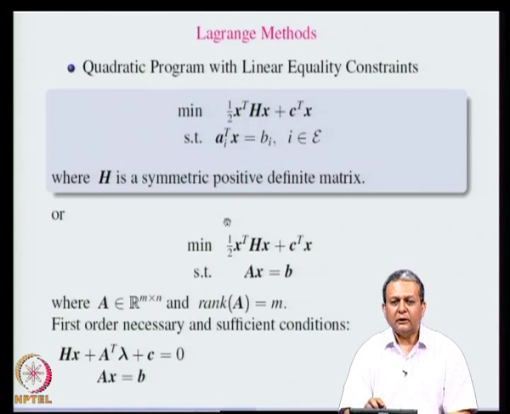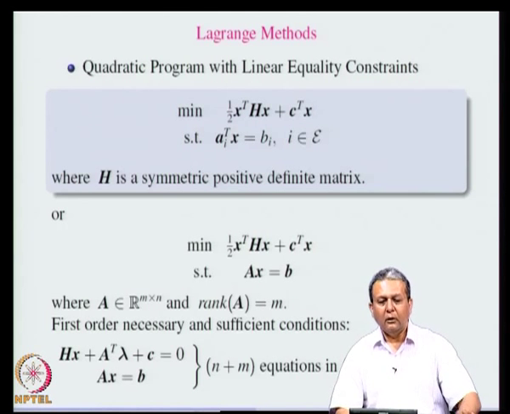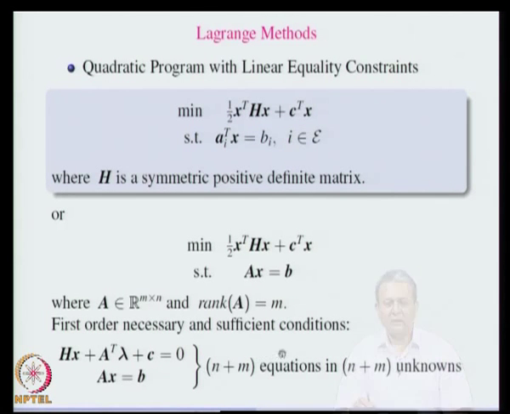If you write the Lagrangian of the given problem and take the gradient with respect to x, what we get is Hx plus A transpose lambda plus c equal to 0, and it also should satisfy Ax equal to b. So, these are the first order necessary and sufficient conditions. Remember that lambda is a multiplier associated with the equality constraints, and therefore, there are no sign restrictions on lambda. These are n plus m equations in n plus m unknowns, which can be solved easily.